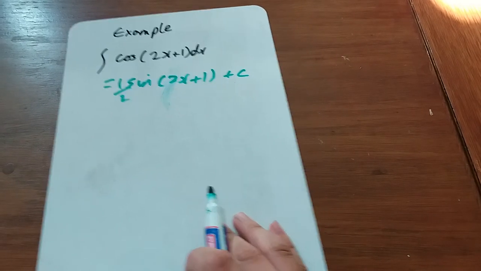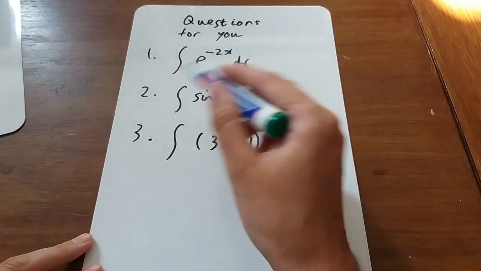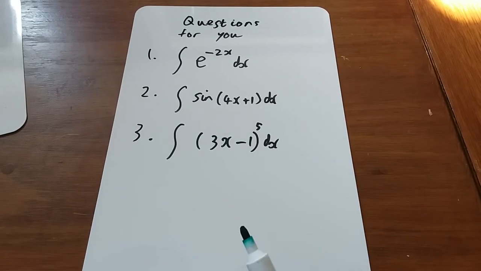Right, I've got 3 questions for you. What I'd like you to do in a minute is pause the video and have a go at each of these. I'll go through the answers on screen. So pause the video, get some paper, write them down.